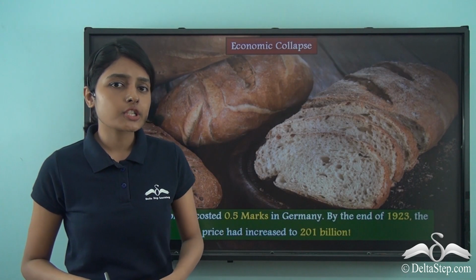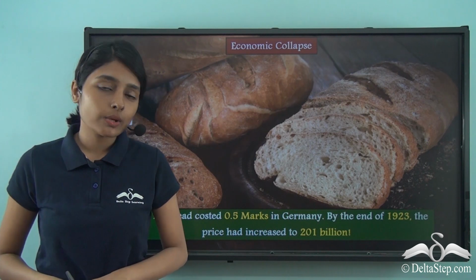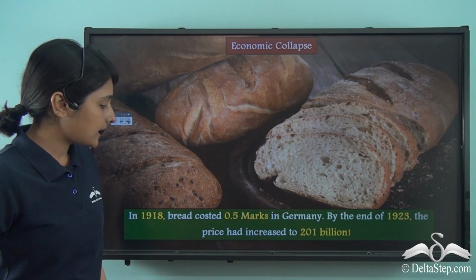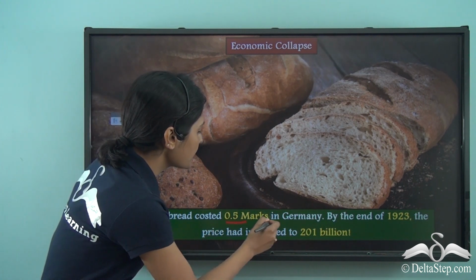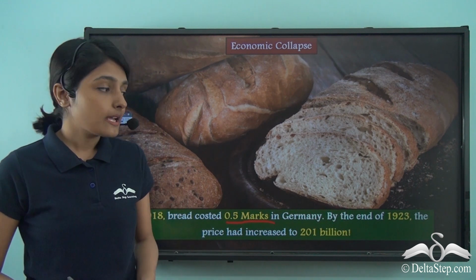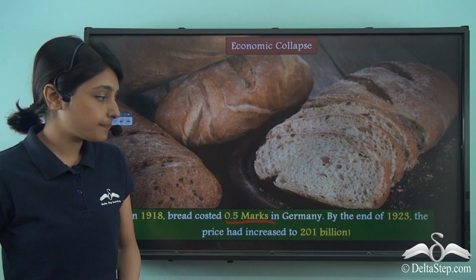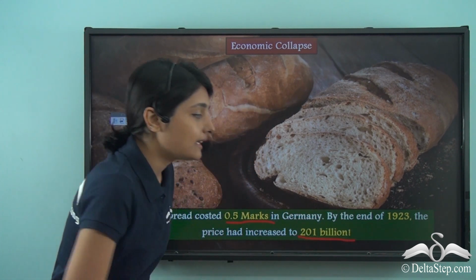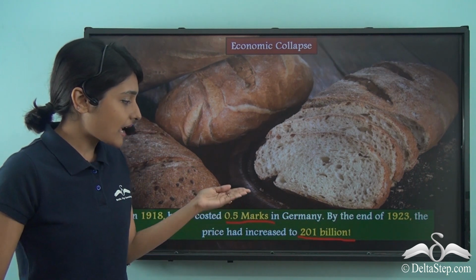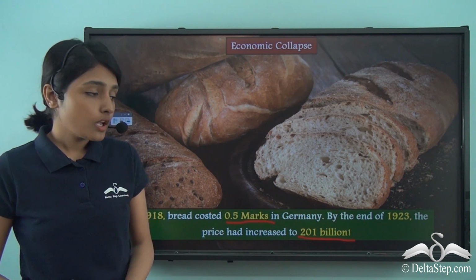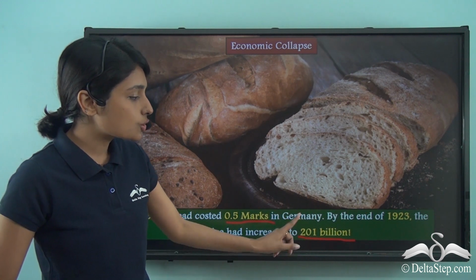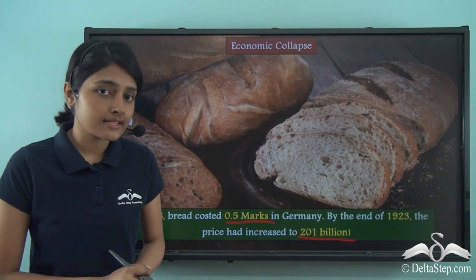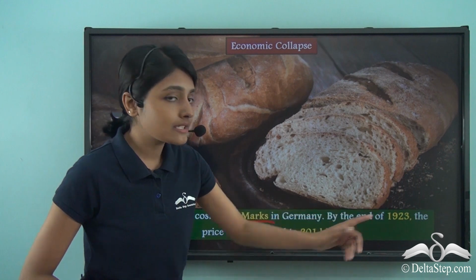Now, at this point of time, Germany was on the brink of an economic collapse. You'll be able to understand if I give you this example. In 1918, bread cost 0.5 marks in Germany, but by the end of 1923, that same bread cost 201 billion. So this difference is absolutely unimaginable. A piece of bread costing 201 billion. But this is what had happened to the German currency between 1918 and 1923.